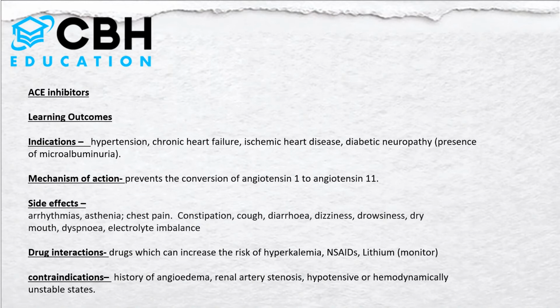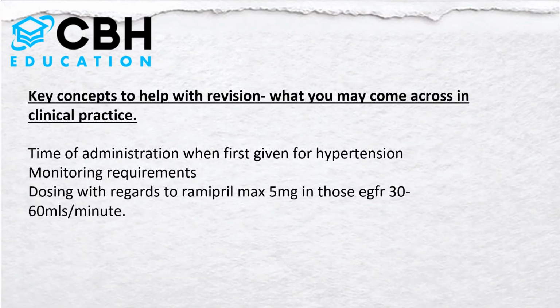Okay, and then obviously some of the contraindications are a history of angioedema, renal artery stenosis, hypertensive or hemodynamically unstable states. One of the things I would advise here is looking in the individual SPCs about obviously the licensed indication for the drugs and the contraindication as well. Okay, so key concepts to help you with revision.